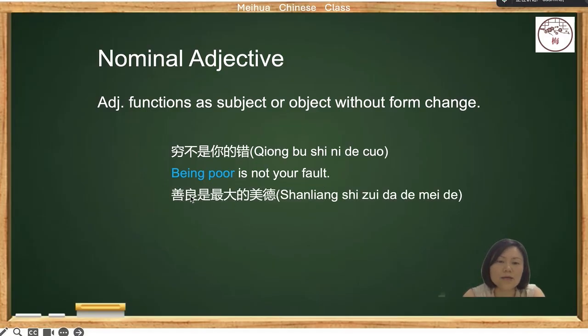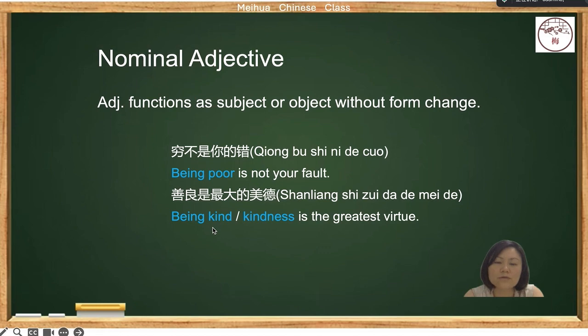Another one, 善良是最大的美德。善良 means kind-hearted or warm-hearted. It's an adjective. Here it functions as the subject, which is correct. No issue. Then how do we translate it into English? Can we say kind or warm-hearted is the greatest virtue?